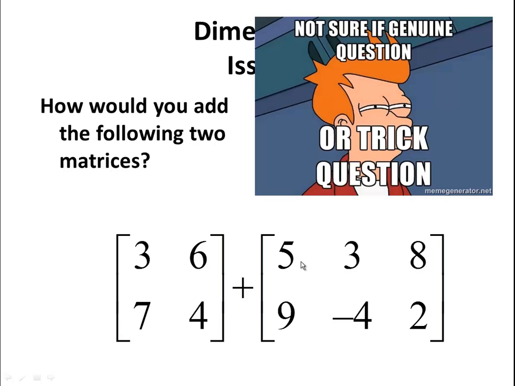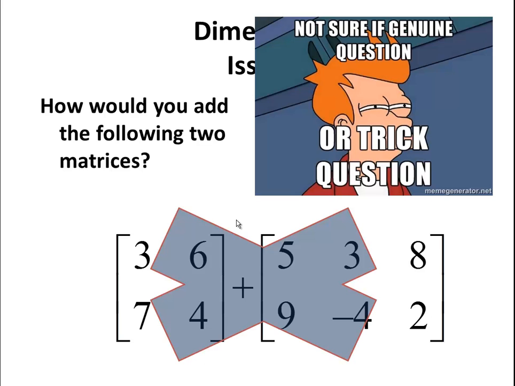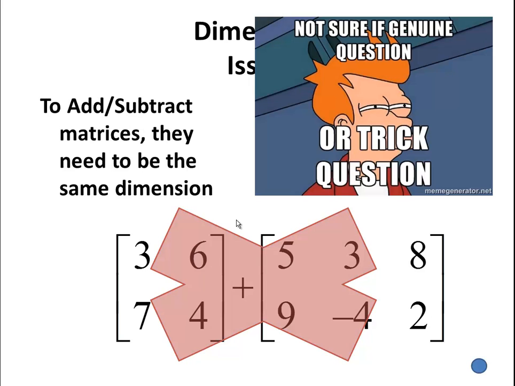How would we add these two matrices together? If you're looking at those two matrices, how would we put them together? And the thing is, we don't. These two matrices do not go together. Why? Because we're not allowed to add or subtract matrices unless they are the same dimensions. To be able to add and subtract matrices, they have to have the same dimension.